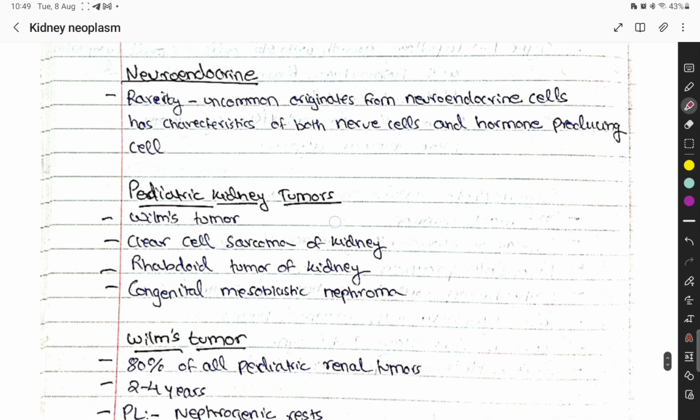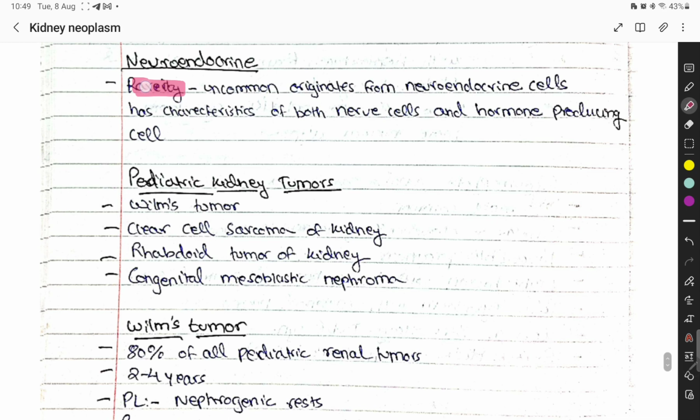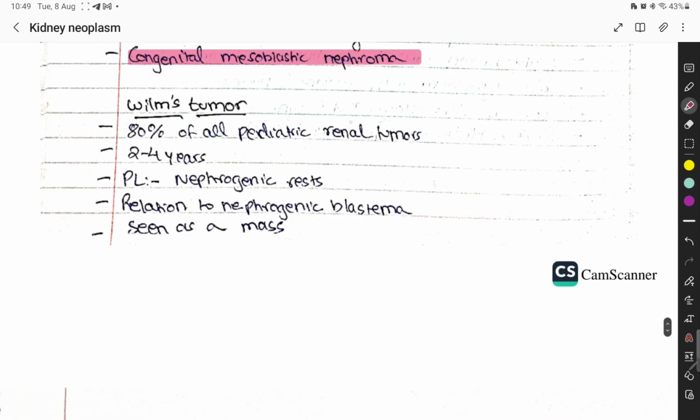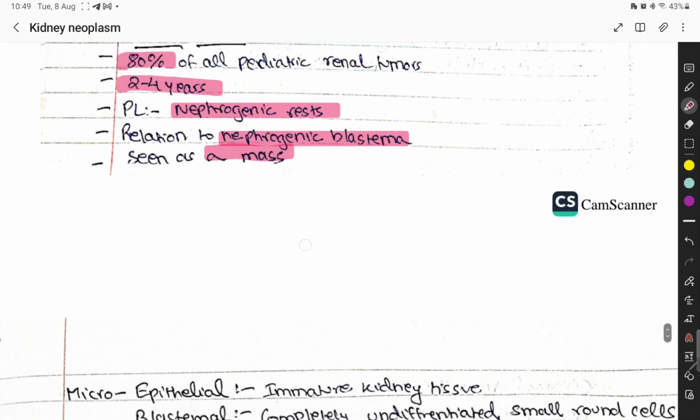Mesoderm, sorry. Then you have neuroendocrine tumors, which are rare, uncommon, and have characteristics of both nerve cells and hormone-producing cells. Pediatric kidney tumors are Wilms tumor, clear cell sarcoma of the kidney, rhabdoid tumor of the kidney, and congenital mesoblastic nephroma. Wilms tumor is 80% of all pediatric tumors, seen between 2 to 4 years. Precursor lesion is nephrogenic rests, related to nephrogenic blastema, seen as a mass.